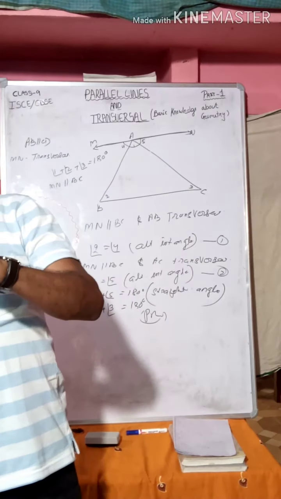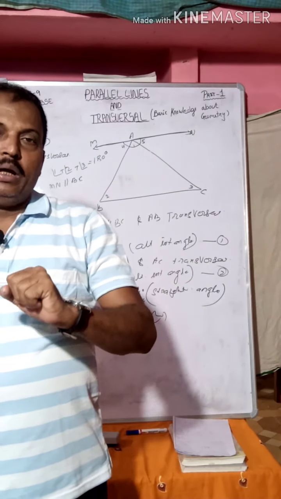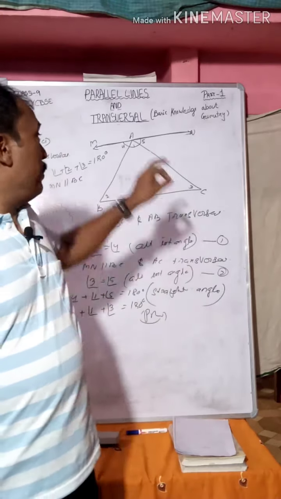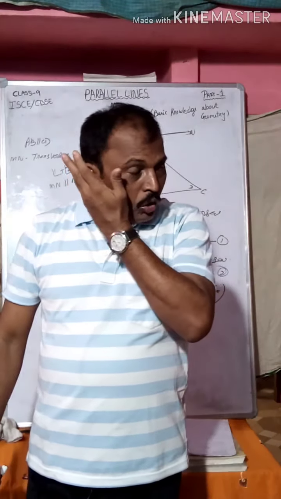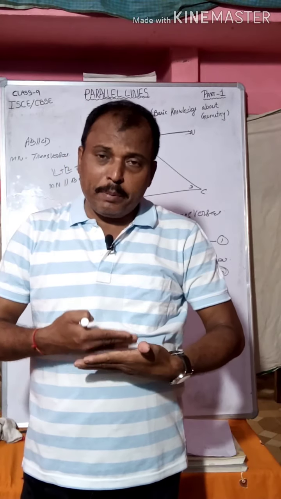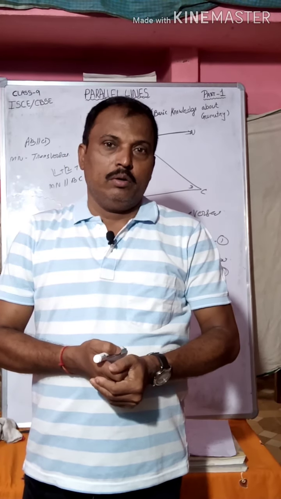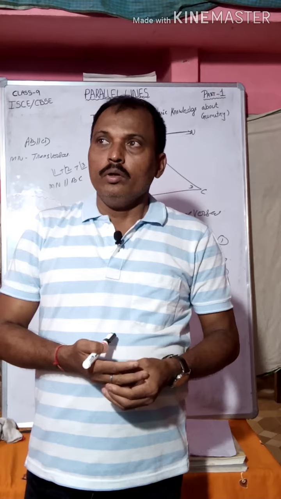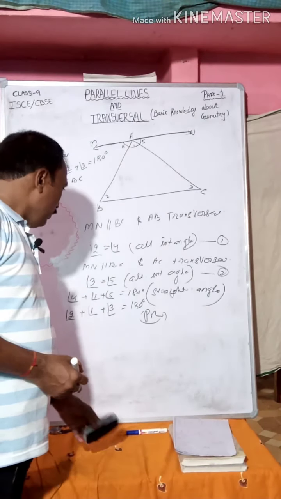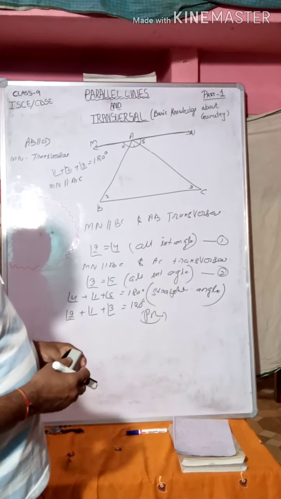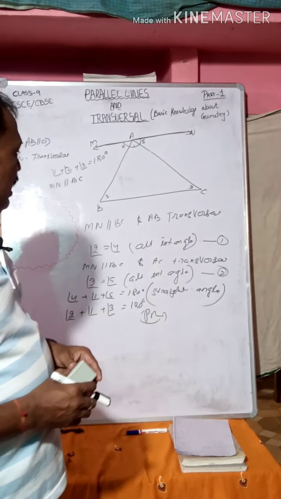The sum of the three angles of a triangle is 180 degrees, according to parallel lines and transversal. So parallel lines and transversal is very, very important for you, and this much. Let us come to some more examples.